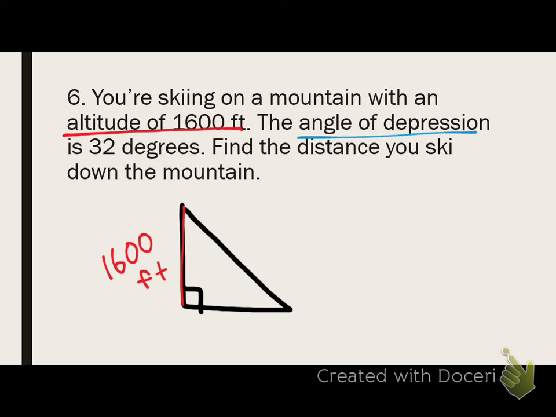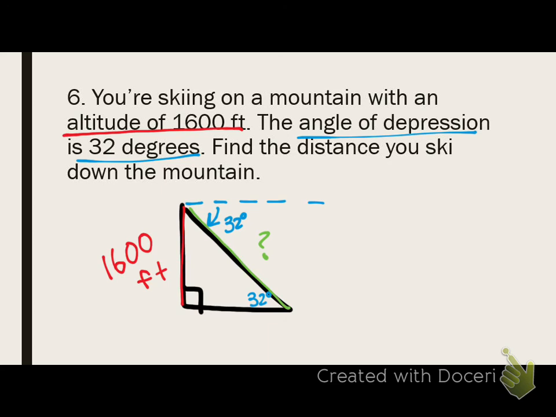Then it has an angle of depression of 32 degrees. So remember, an angle of depression is at the top of the triangle pointing downward, 32 degrees. You can automatically label the elevation also as 32 degrees. And then find the distance you ski down the mountain. So I want you to envision what skiing looks like. Do you ski on horizontal slopes or like downhill slopes? Downhill. So we're trying to find the height of this, or the length of your mountain slope.